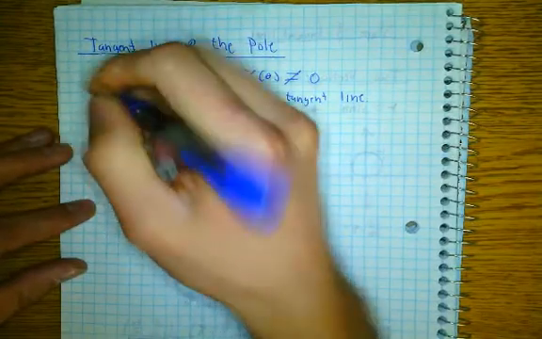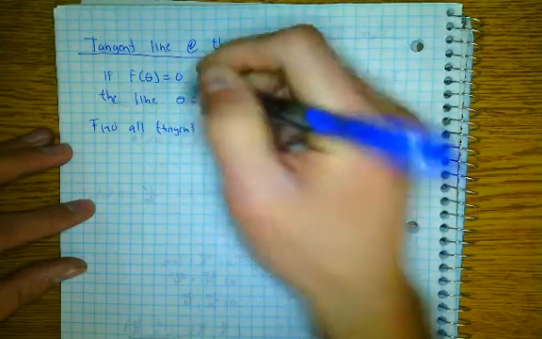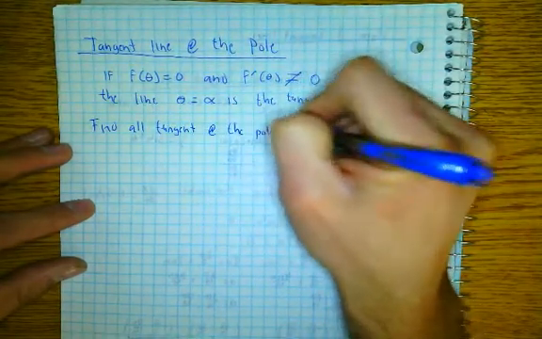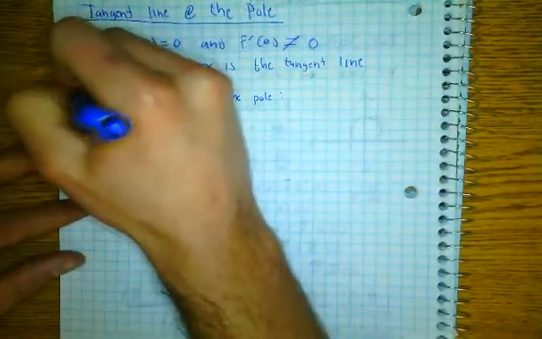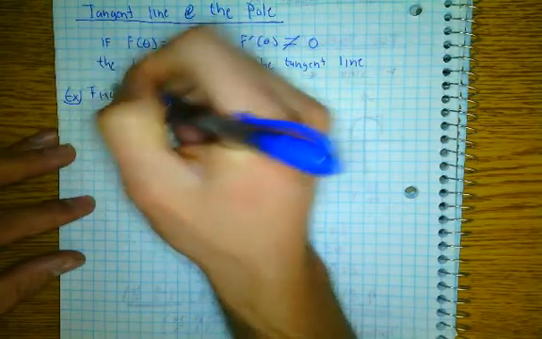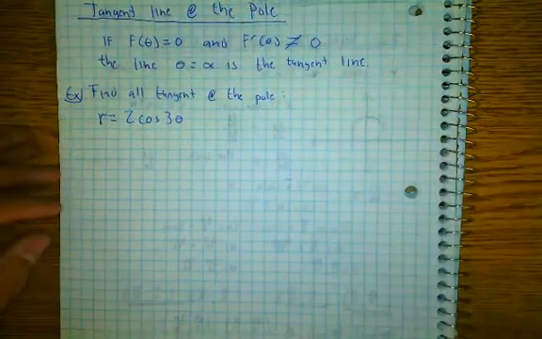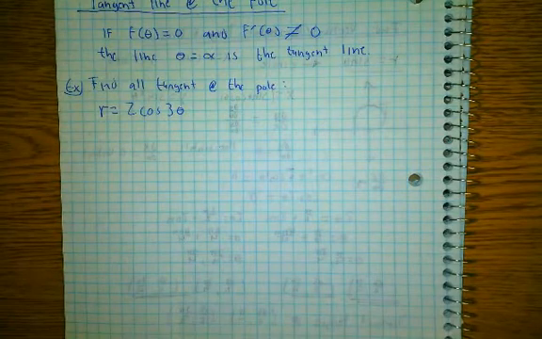So let's find all tangent lines at the pole. Okay, so very specifically, at the pole. r equals 2 cosine of 3 theta. Sketch this out so that you have an idea of what you're looking at.